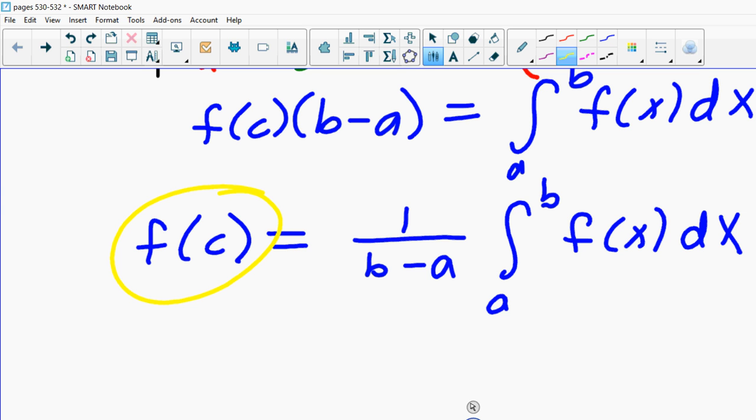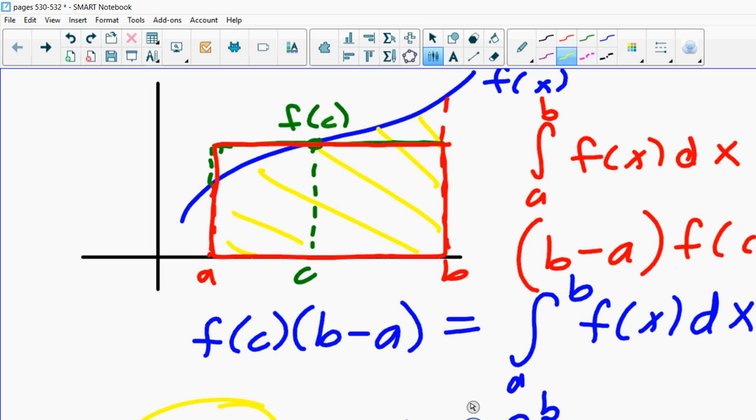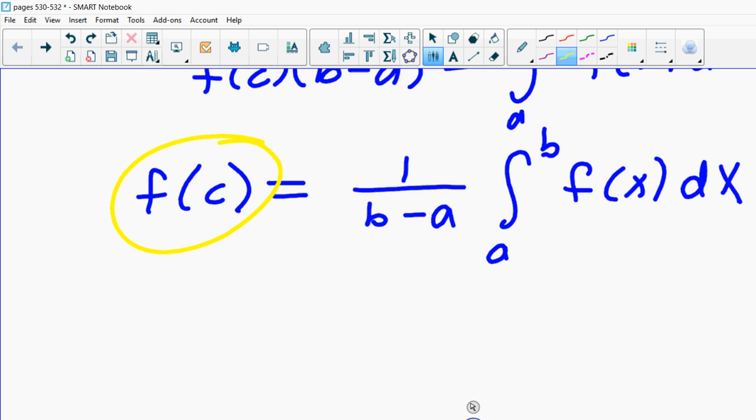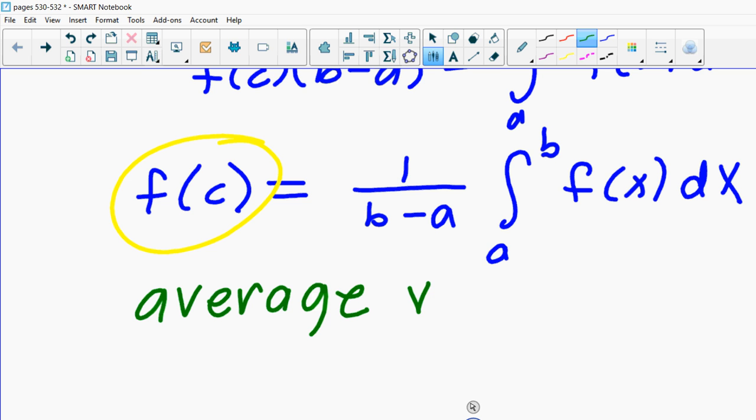That is what we call the average height of that rectangle. That's the average height. The average height equals 1 over b minus a times that integral. Ladies and gentlemen, this is the equation for average value.